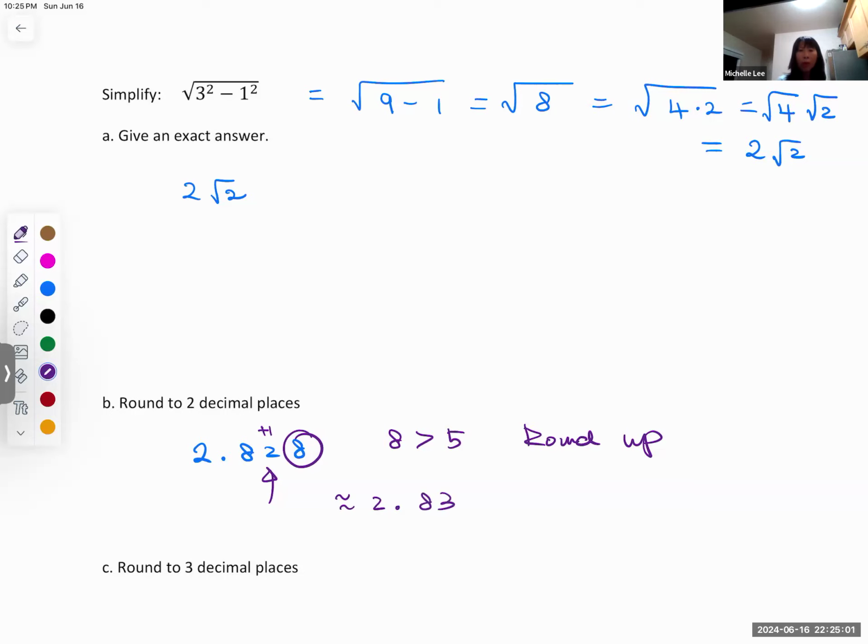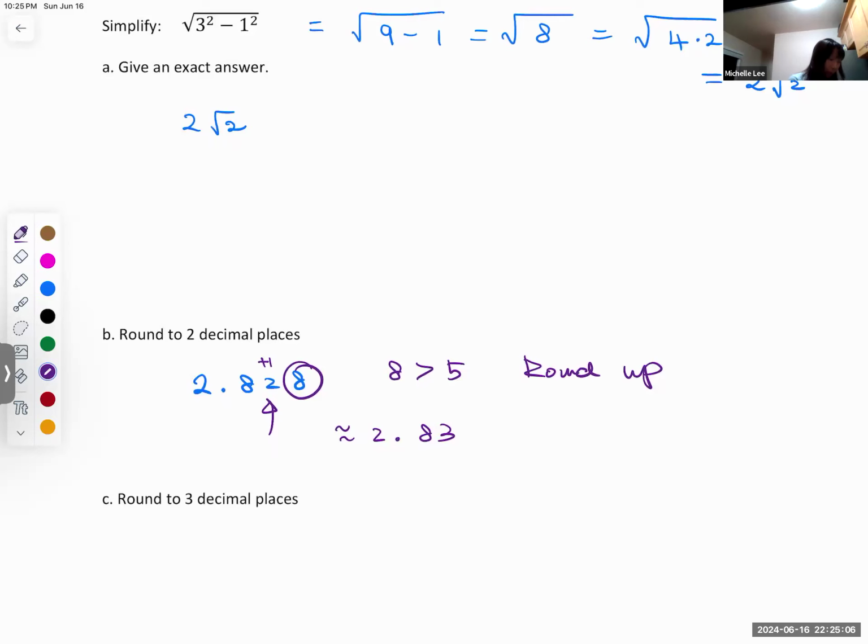Now, we want to round to 3 decimal places. So there will be 2.8283. So 4 there. Then looking at the fourth one. So 4 is less than 5. Round down. Round down means we chop the rest of the digits. So this will be 2.828.